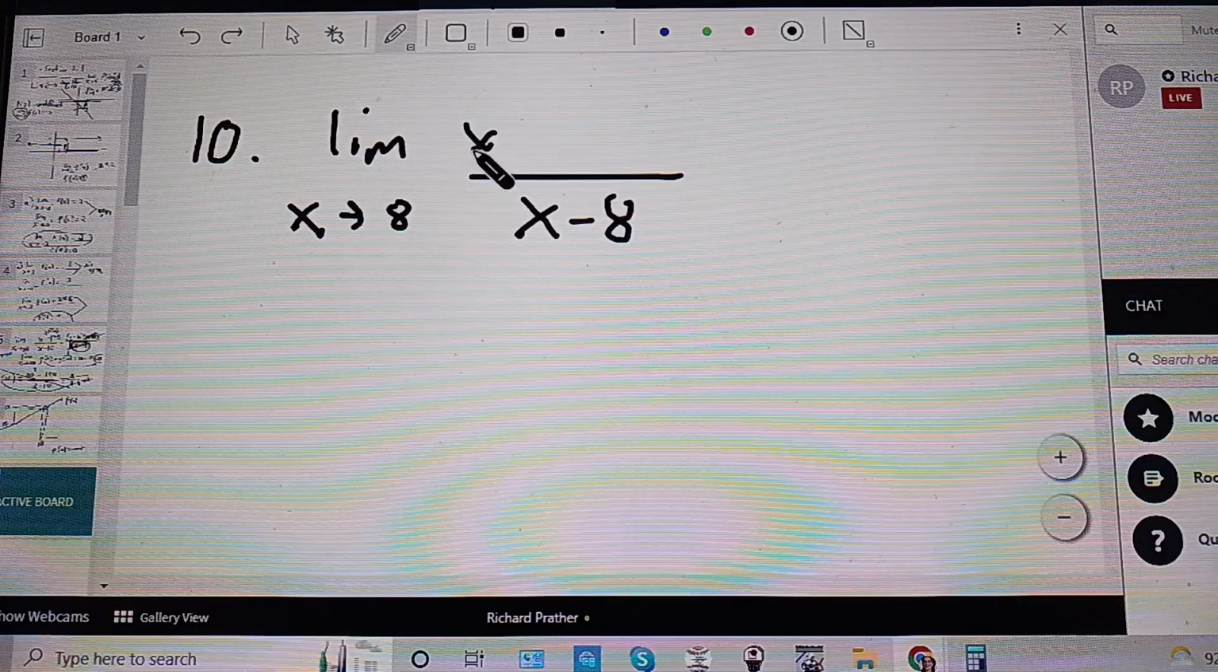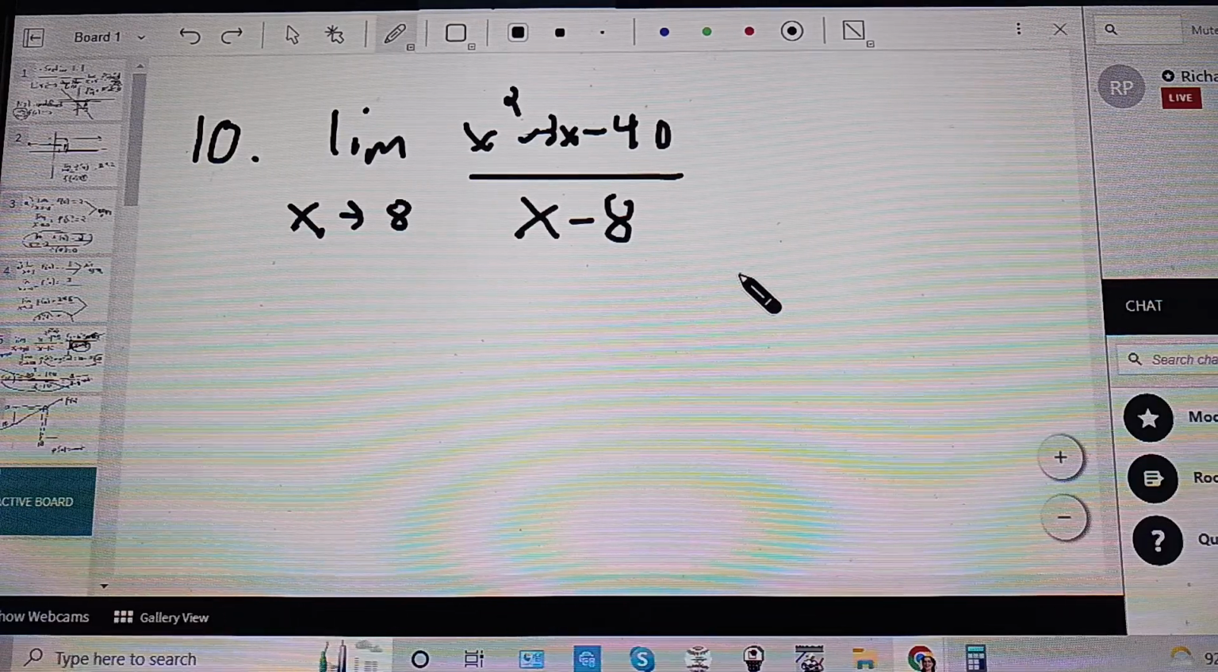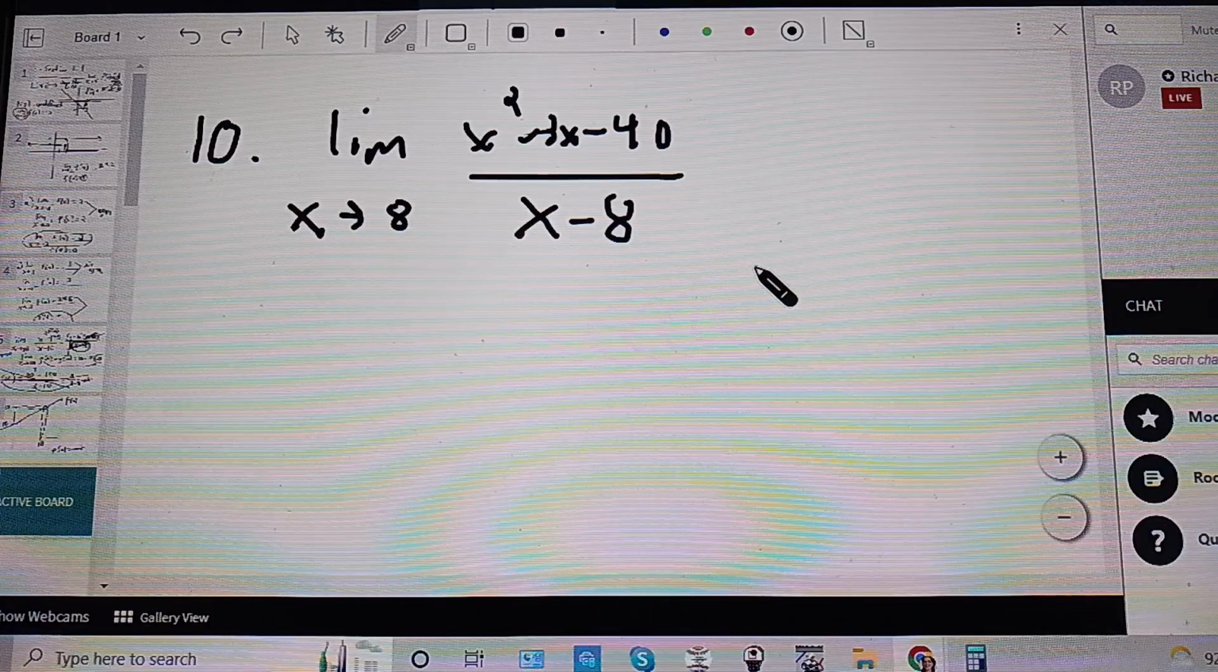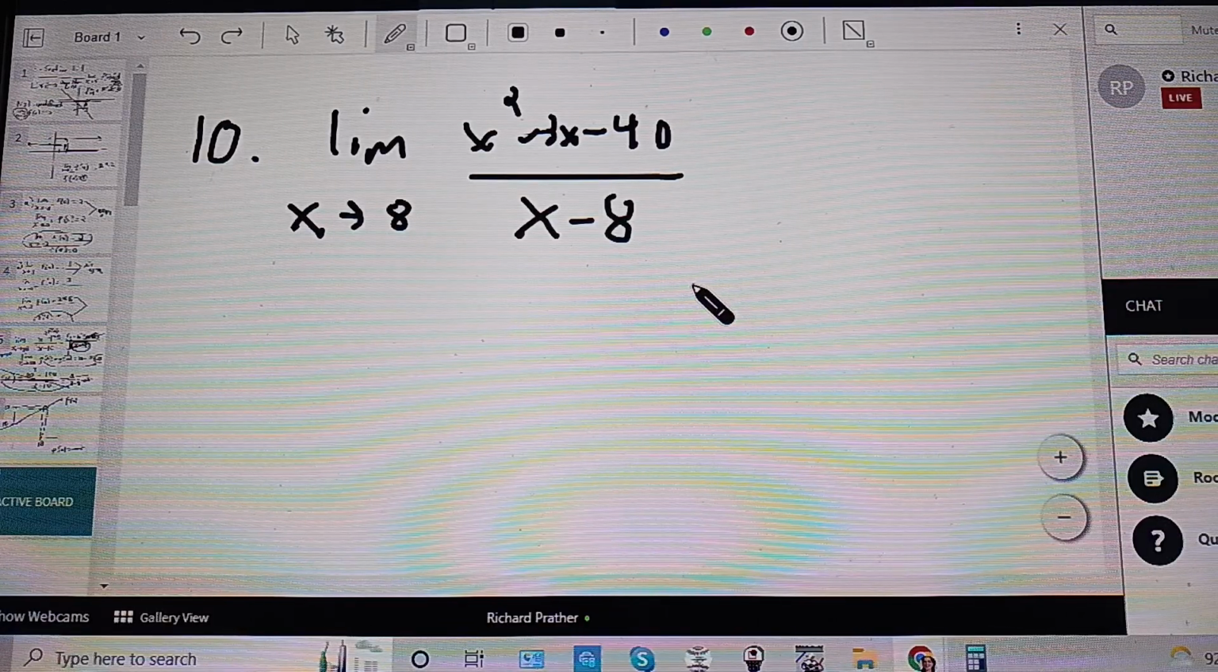So x squared minus 3x minus 40. If I can factor and cancel it out, not only will it no longer be a vertical asymptote, it'll just be a hole in the graph. But then I'll be able to get the limit answer too. If I can't factor and cancel it, then the limit might not exist actually.